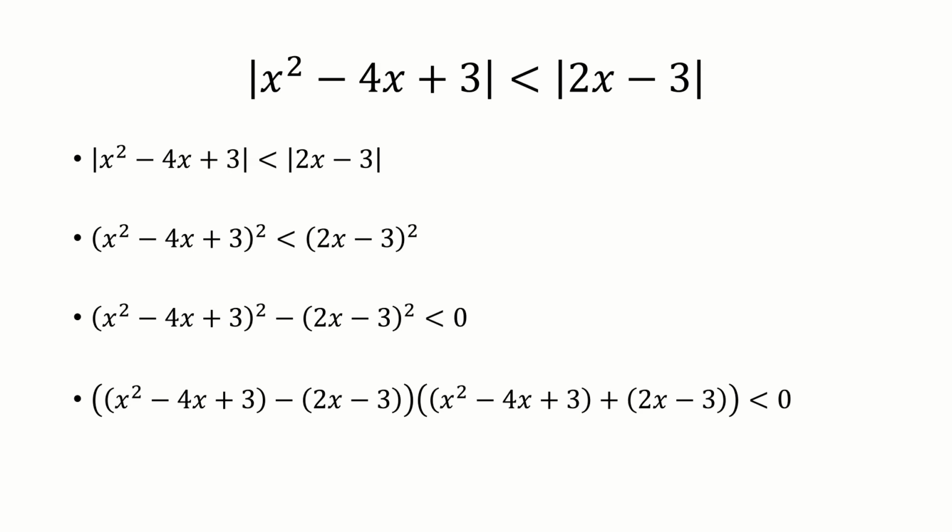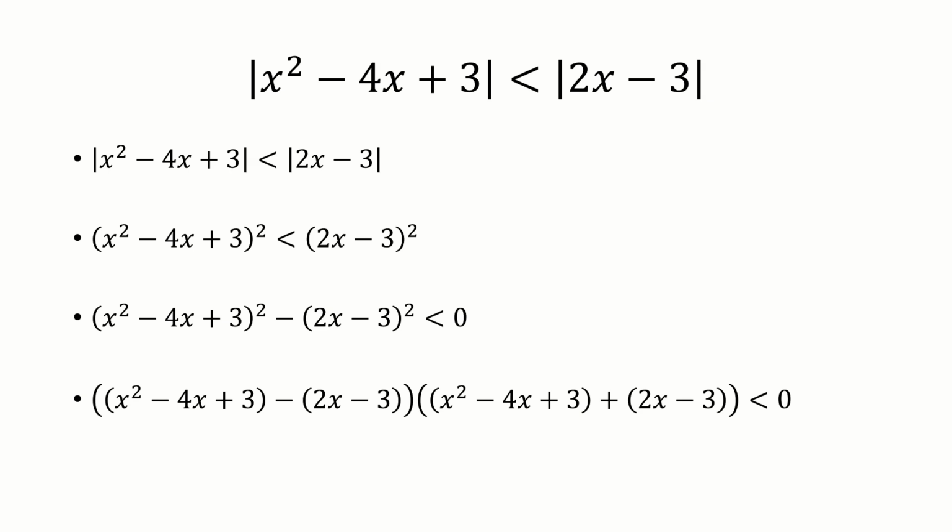And so that's just going to give us (x squared minus 4x plus 3) squared is less than (2x minus 3) squared. The mistake here is to square both of those, because it's just going to be a lot of work and there's a good chance for making a mistake.